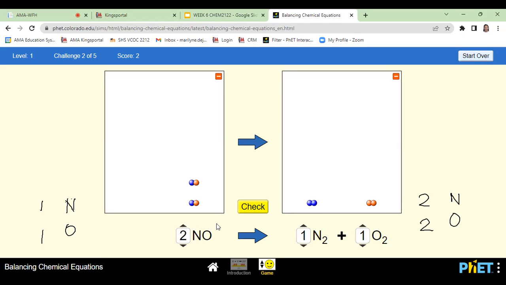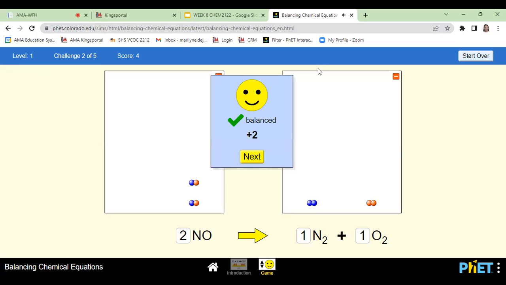Okay, so by just computing if they are already balanced, let's see. So 2 times 1 here is 2, nitrogen is now 2, then 2 times 1 again is 2, so oxygen is also 2. So I think we are now balanced. So let us check. All right, so very good. We are done in our lesson.